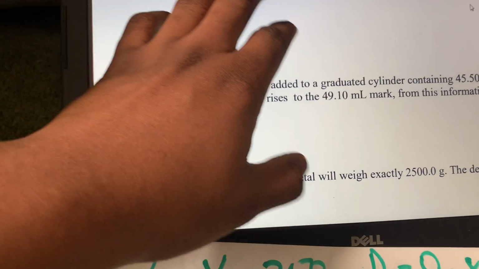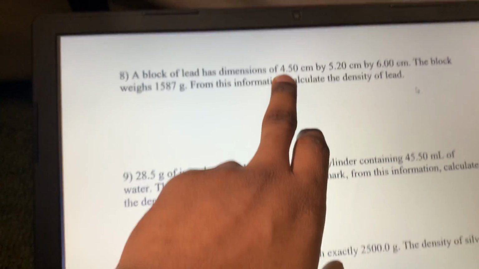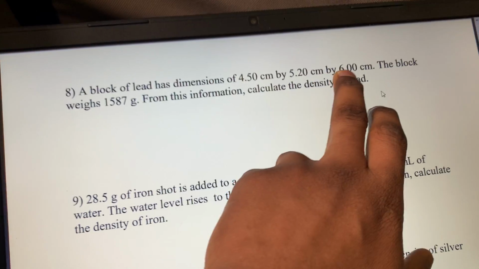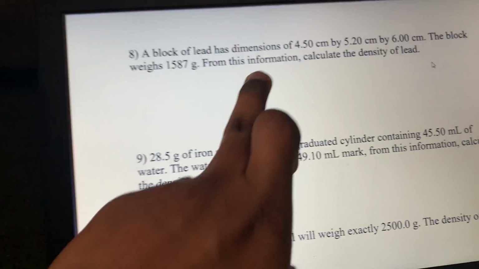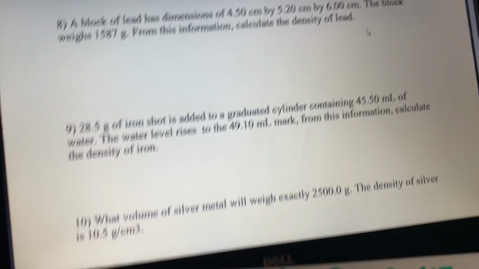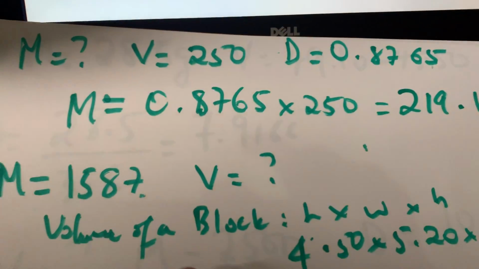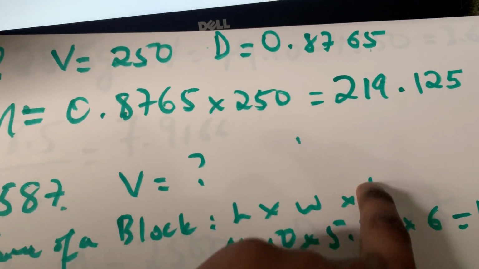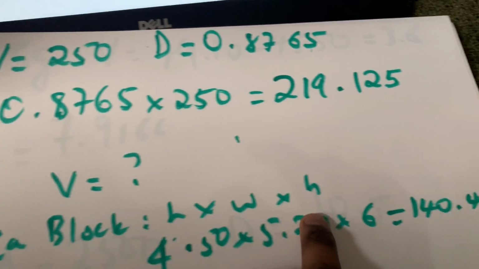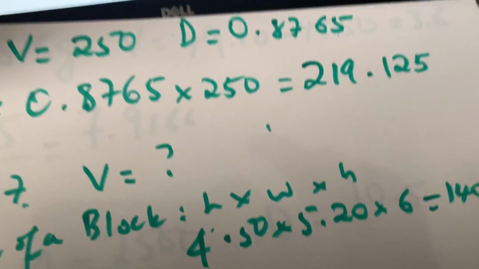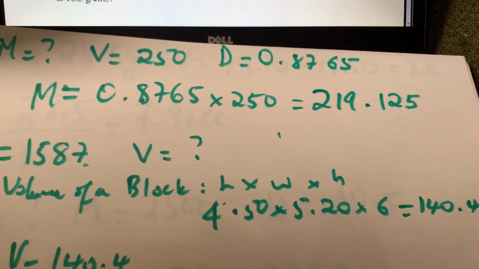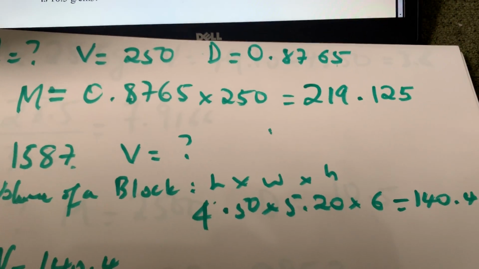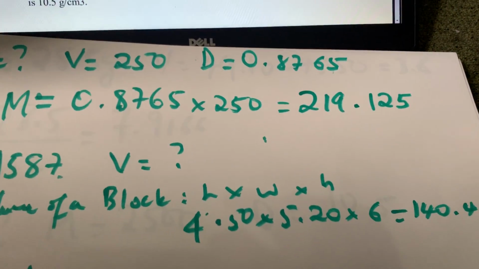A block of lead has a dimension of, so whenever they have given you something by something by something, that means basically this is the volume they have given you. So you want to multiply, the way we did earlier. The volume of that block is length times width times height. So you're going to multiply everything: 4.50 times 5.20 times 6. Then when you multiply, you're going to get 140.4. You're going to do that with your calculator, okay?